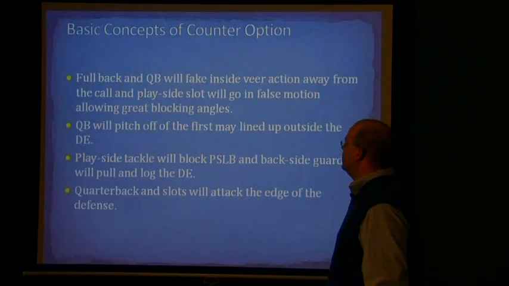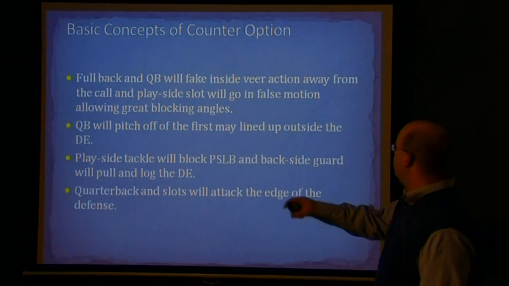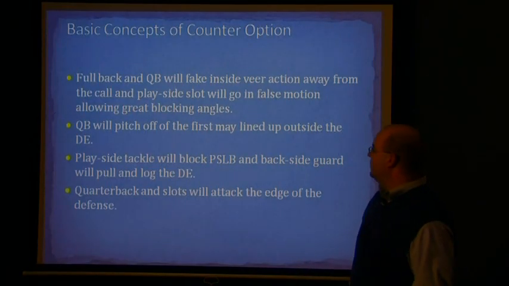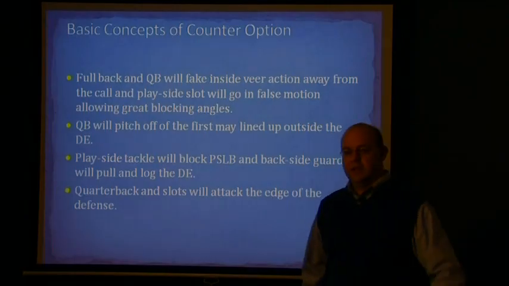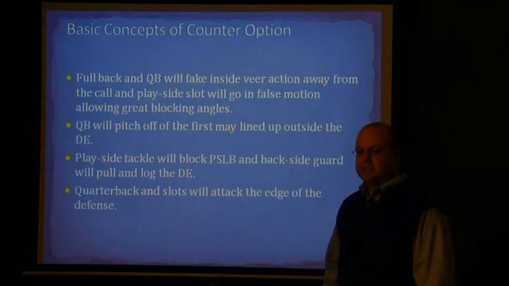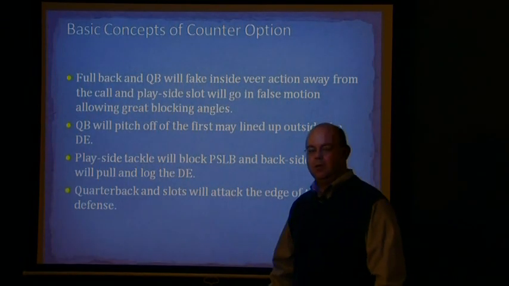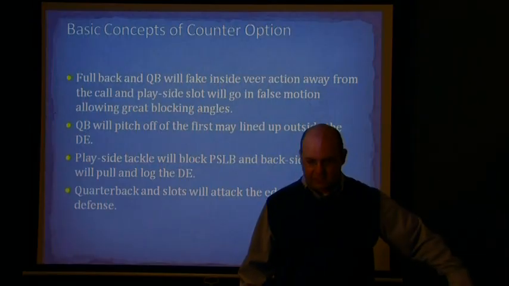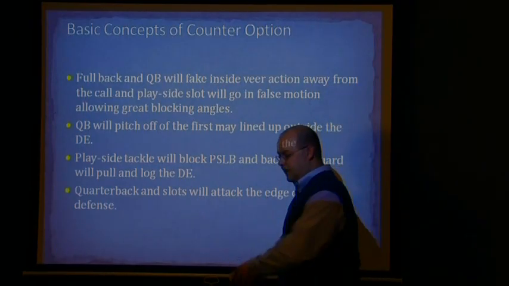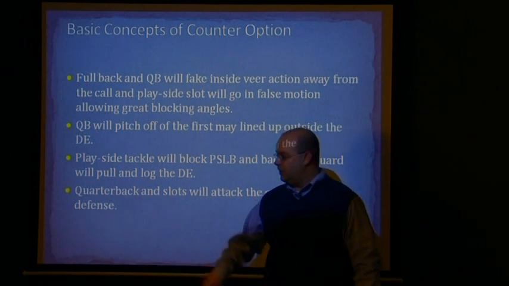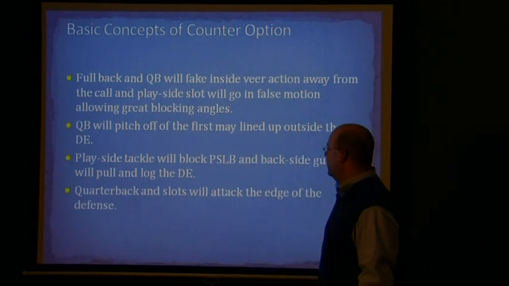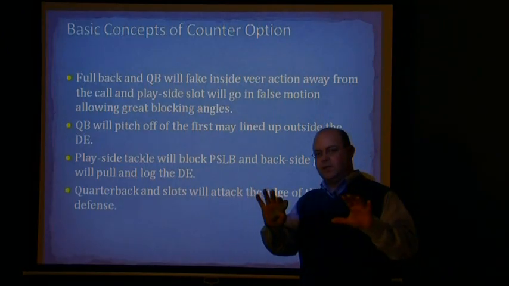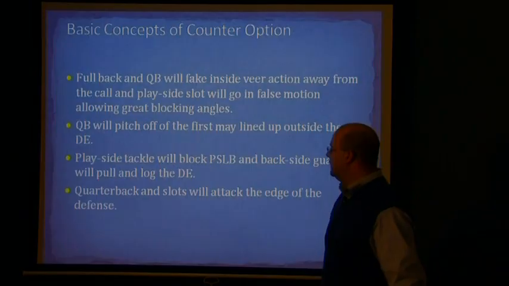The basic concept of this is the fullback and the quarterback will fake the inside veer action away from the call, and the play side slot will go in false motion, allowing great blocking angles. Okay, so we're really selling inside veer away from the call. If we're going to run the play over here, we're going to bring this slot in motion. We're going to fake it over here, and at the snap of the ball, he's going to run back out and make the block, and our backside slot is going to go when the ball is snapped. But it really creates a false action for the defense.